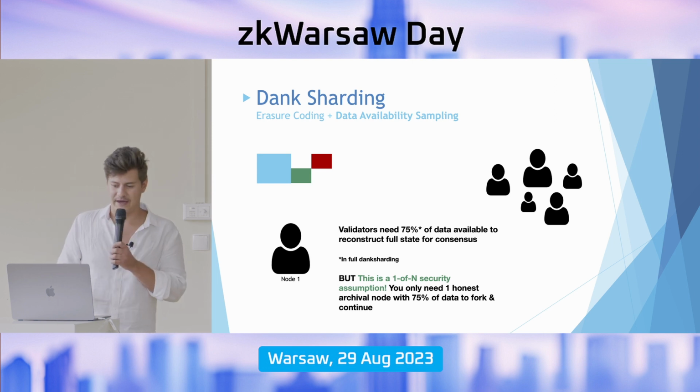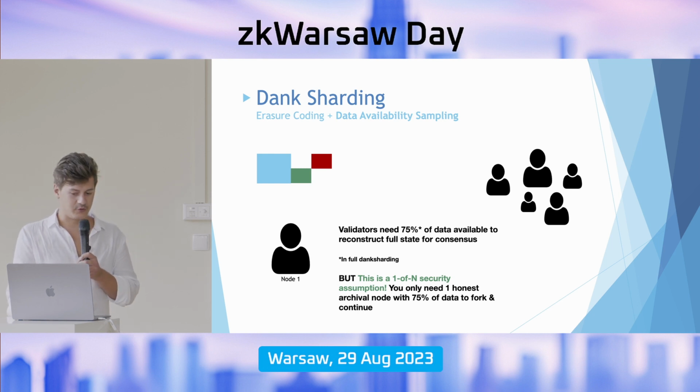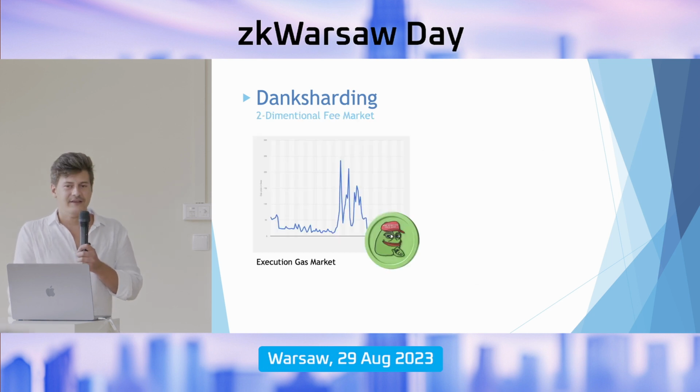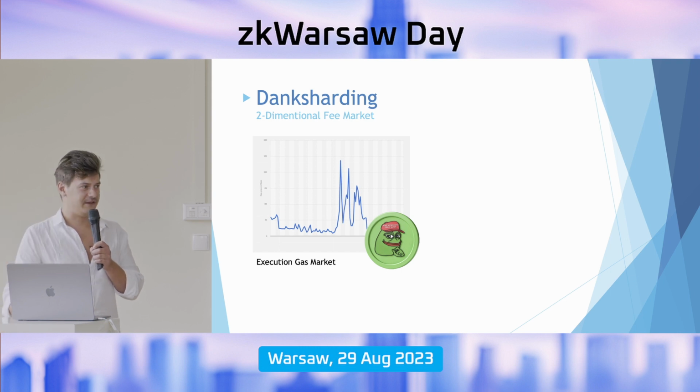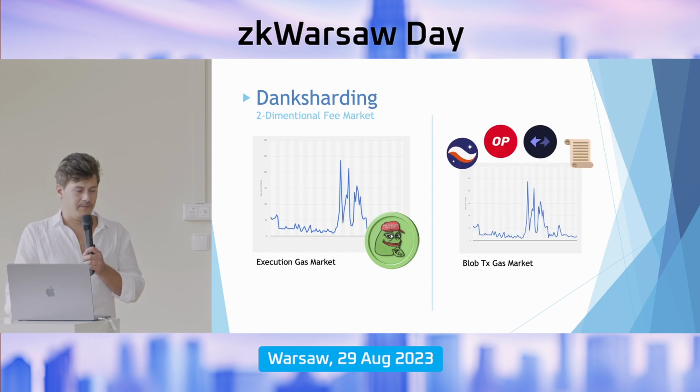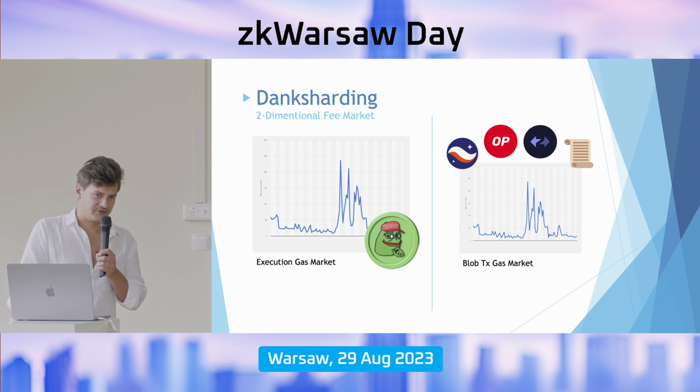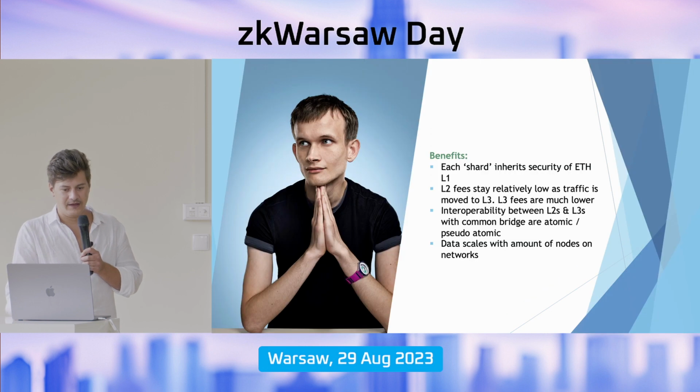and continue that fork automatically. Cool thing about danksharding also is sometimes we have these shitcoins or NFTs that essentially clog up the gas fees of Ethereum. With the blob transaction, there's a separate gas market. So even if there's a random NFT mint, it will not affect the ability of L2s to be able to actually submit the data onto Ethereum.